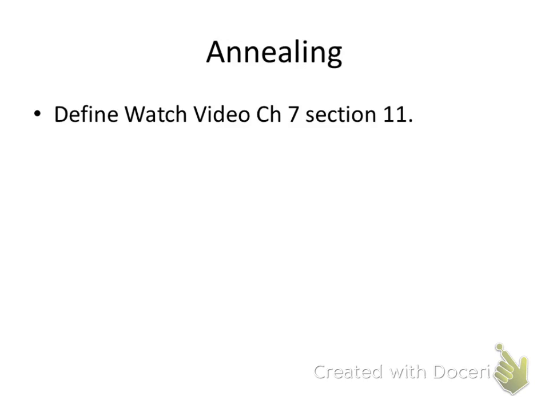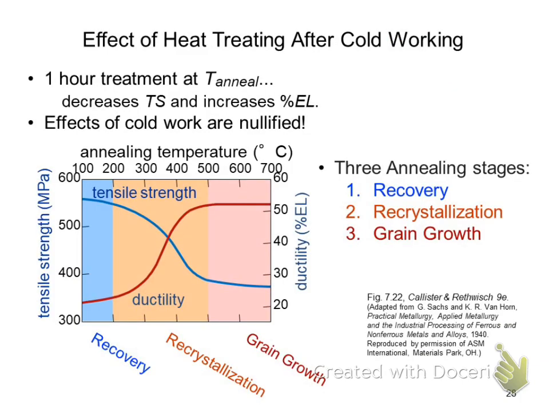A neat feature of our Wiley Plus is that there is a video in Chapter 7, Section 11, that can start to see this annealing process. This process of removing dislocations by heat treating the material. So it's reversible. So go ahead and take a look at that video. They do a great job. Okay, after we've cold worked the material, we can heat treat it. And let's look at how that heat treating affects the properties of the material.